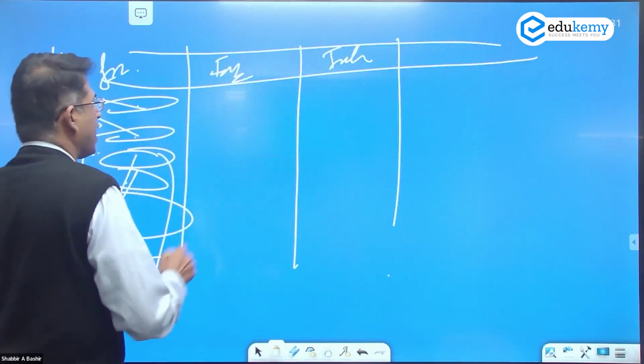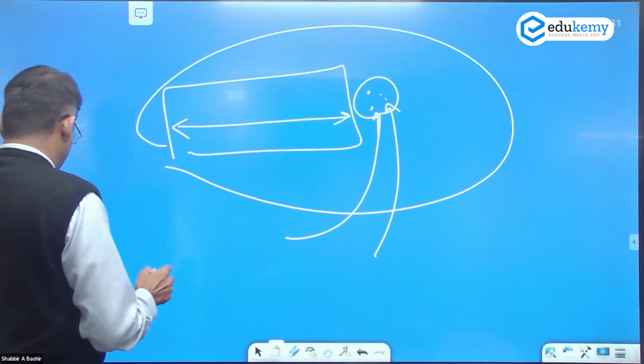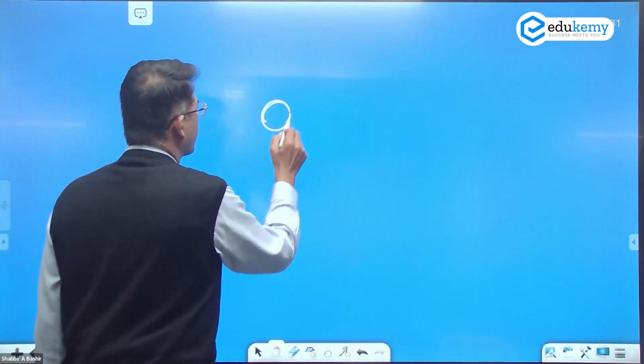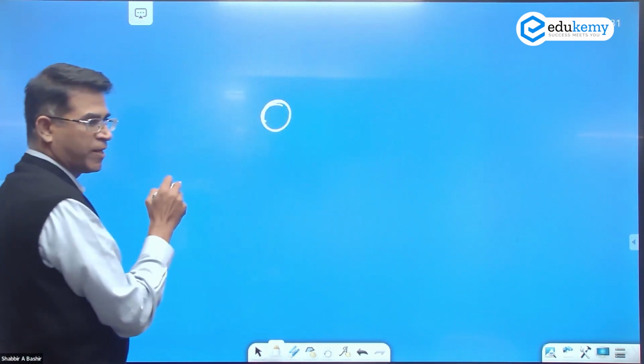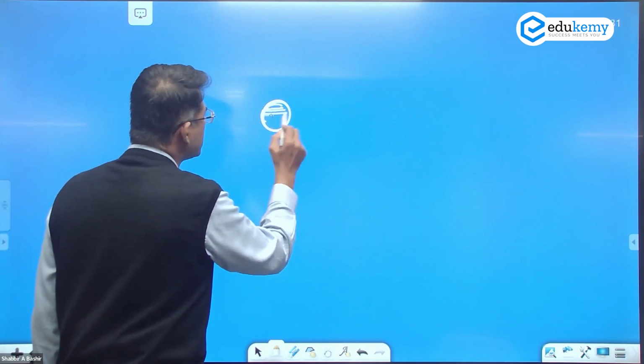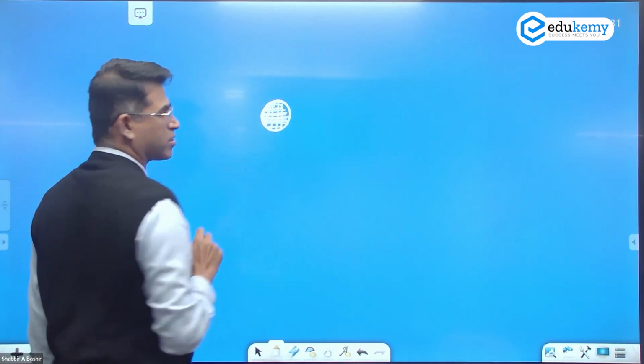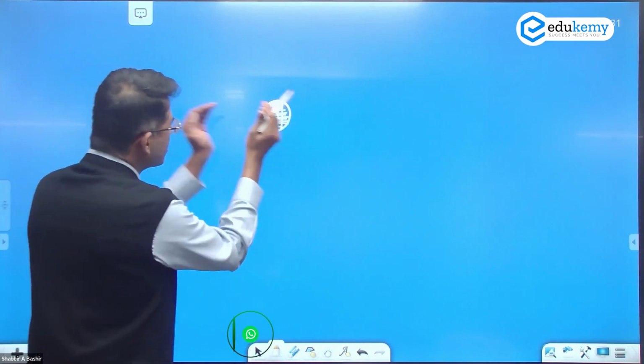Why is this land expensive? Because in this area you have got all commercial functions. So the importance of the CBD is that it is a center of employment, the center of commerce. Okay, and they are concentrating.